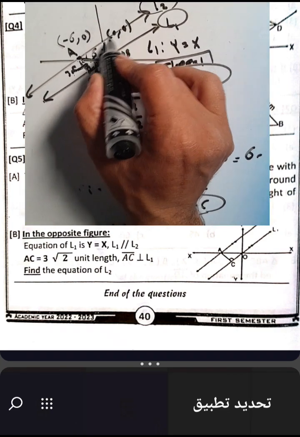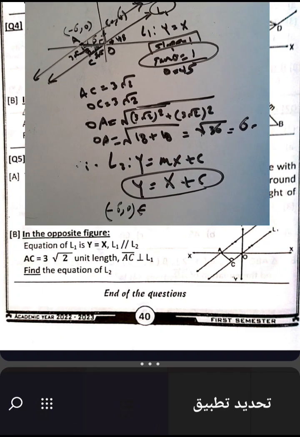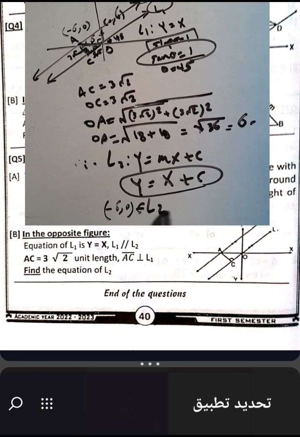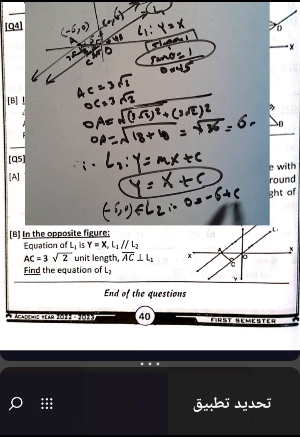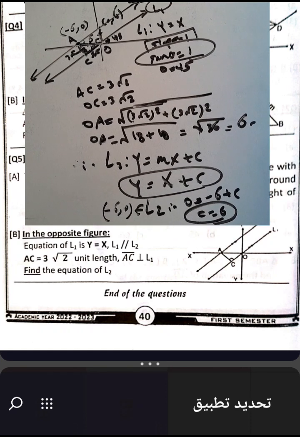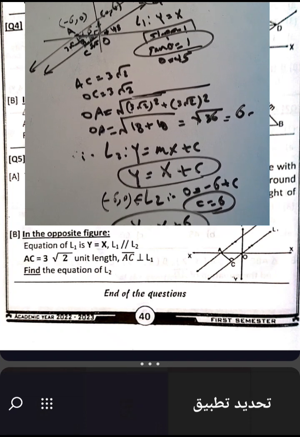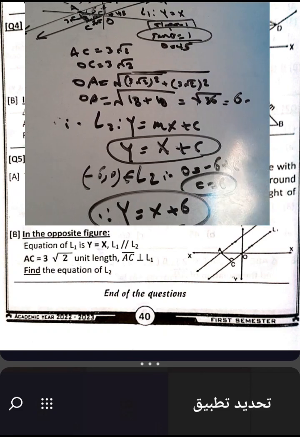This point would be 0 and 6, or you can use this point here, negative 6 and 0, in this equation. Then x is negative 6 here, y equals 0, and 0 equals negative 6 plus constant, then the constant will be equal to 6. Then the equation will be y equals x plus 6. It's the equation of the straight line here, y equals x plus 6. It's the end of the questions. Understood?